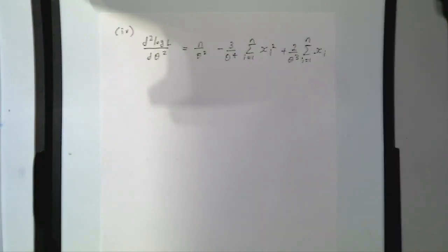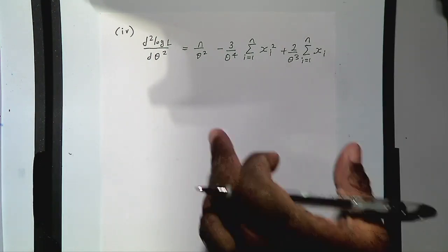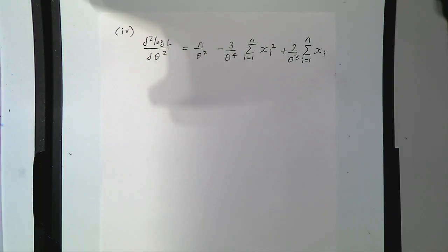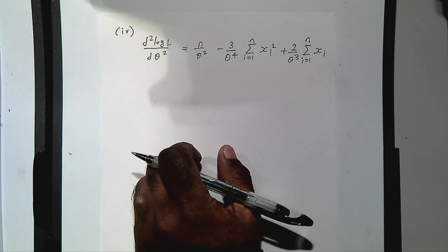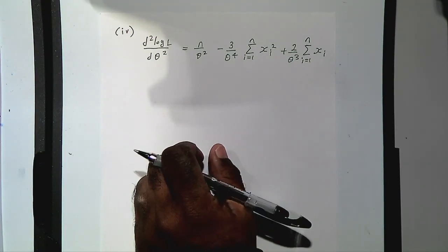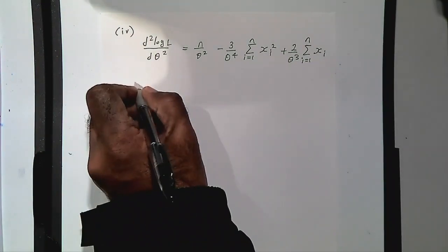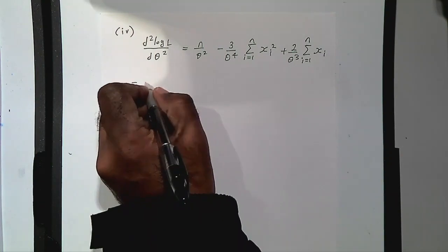Alright, so this is this, and we need to show that whatever we have here is a negative number. I know it doesn't look trivial, but if you do some, alright, okay, let me show you how to do it. Alright, so you can write this as follows.